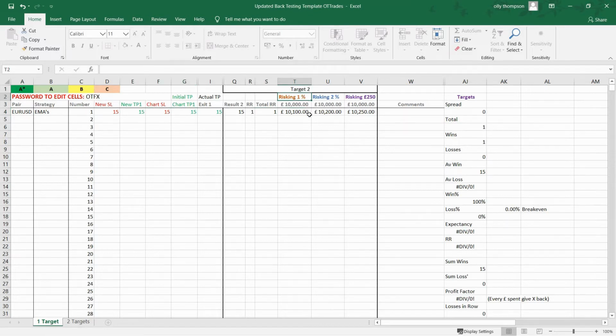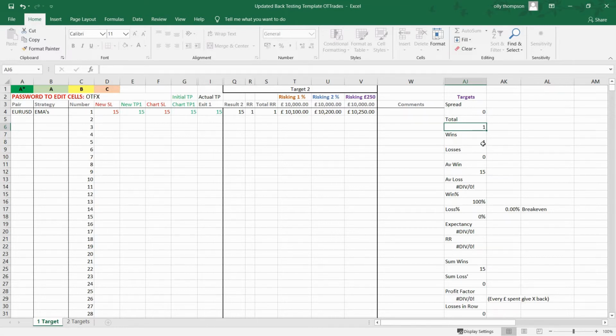Risking 1%, then obviously 1% of £10,000 is £100, and we've won that, so it's £100. 2%, obviously 2% of 10 grand is £200, so we've won that. Risking a fixed amount, I don't recommend risking a fixed amount, but I've just chucked that in just in case for some reason you want to. I recommend using a fixed percentage, so that your risk will go up with your account balance.